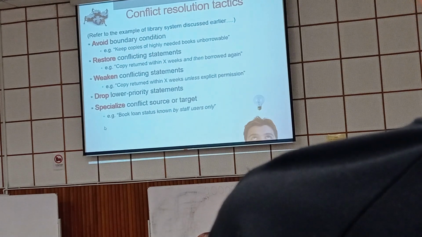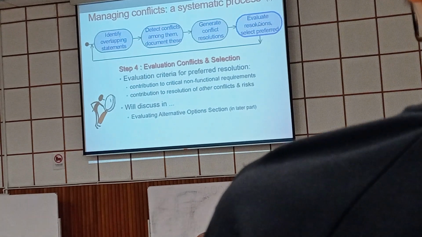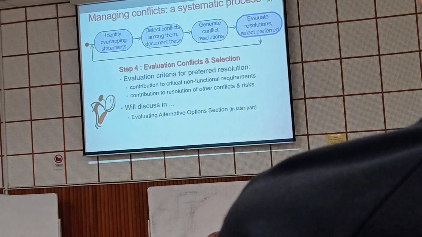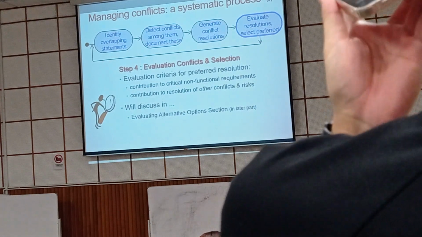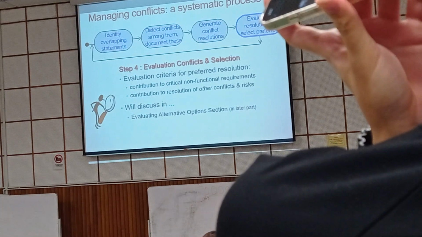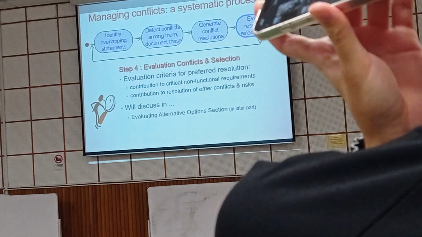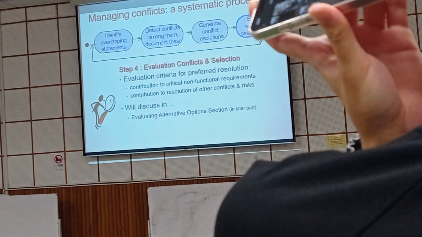Then the last step, evaluate. Evaluate which resolution is the best. Choose one resolution. That will be your final requirement to solve the conflict. To solve the conflict, you have done 4 steps and you come up with a final requirement. Now that final requirement must be recorded in your functional requirements. It must be consistent. You get what I mean? So this is what you need to do for the assignment. Every module, one set of requirement conflict management.